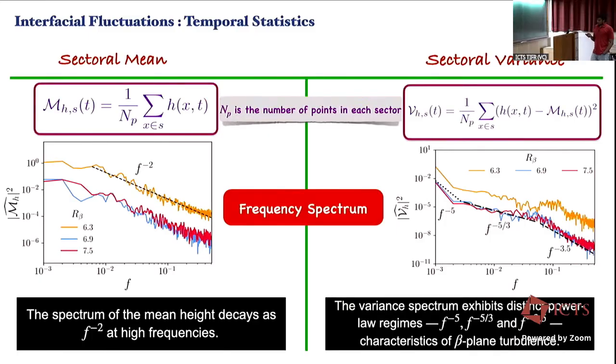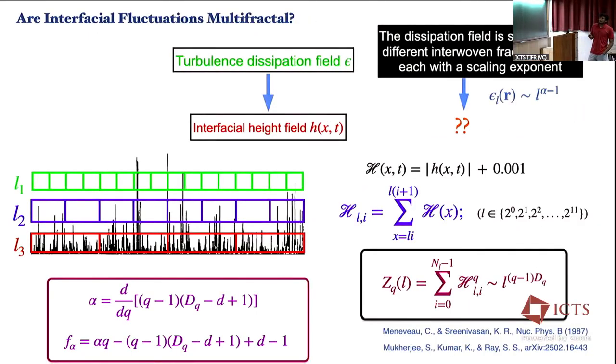Next thing is to ask how complex these systems are. Is there any particular length scale associated with it, or is there a range of scales? To answer that, we borrow an idea from 3D turbulence itself, basically the multifractal formalism of the dissipation field, the turbulence kinetic energy dissipation field. I'll give a brief overview of it.